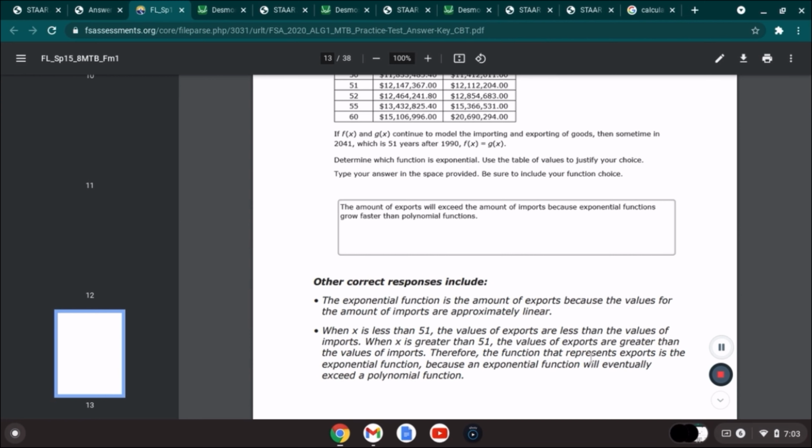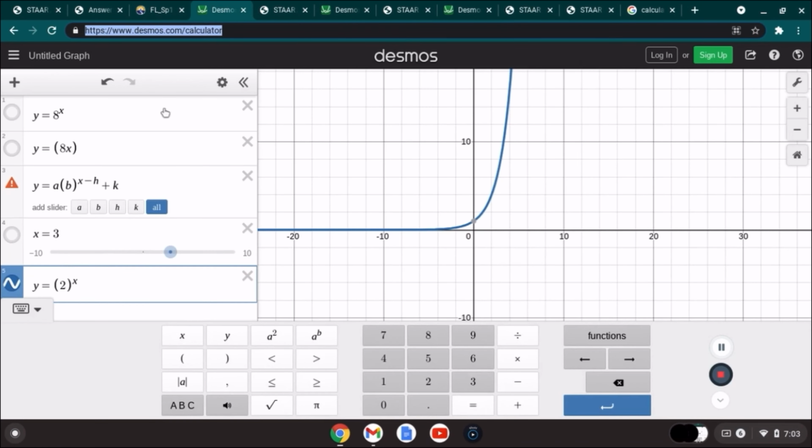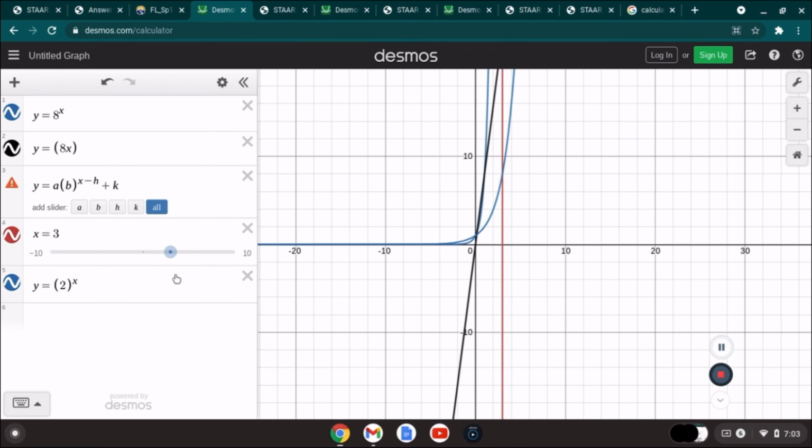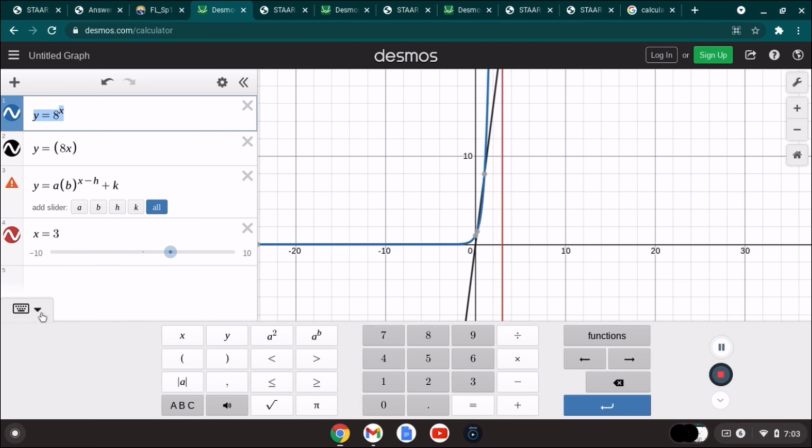Therefore, the function that represents exports is the exponential function, because an exponential function will eventually exceed a polynomial function. And this is true, because if we go to Desmos, by the way, if you need any free graphing, always go to Desmos. That's what I use. So here we have 8x. So this right here is our exponential function.